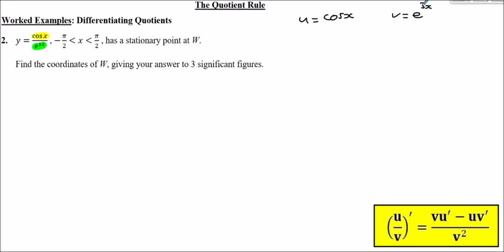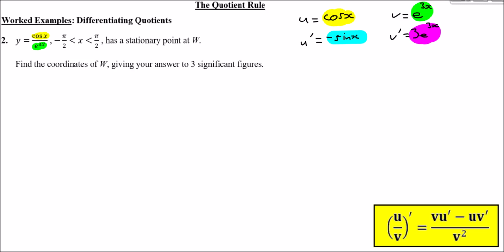Like worked example 1, we now differentiate both. u dashed: cos differentiates to minus sine, we have to remember that one. And if we differentiate e to the 3x, this gives us 3e to the 3x. The constant comes to the front. If this is a bit confusing to you, maybe just have a look at the videos 9.1 and 9.2 when we looked at differentiating exponential functions. So u is cos x, u dashed is minus sine x, v is e to the 3x, and finally we worked out that v dashed is 3e to the 3x.